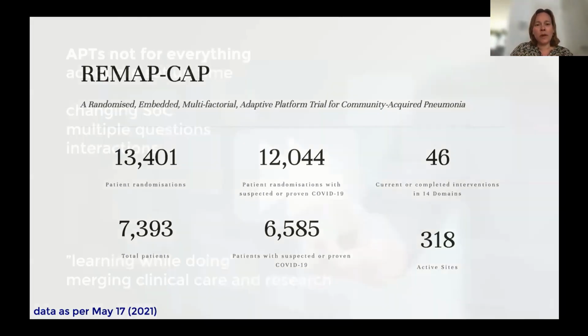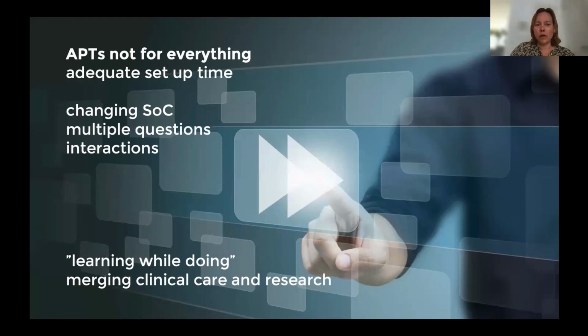So are adaptive platform trials the answer to everything? No, especially the setup of REMAP-CAP, that took a lot of time. I think it did help us enormously to have a robust foundation of the trial running before the pandemic hit us.